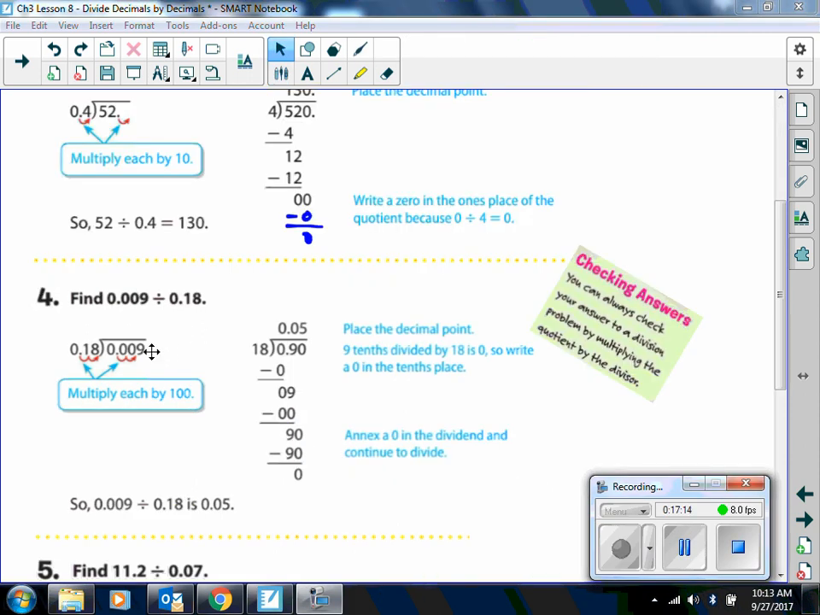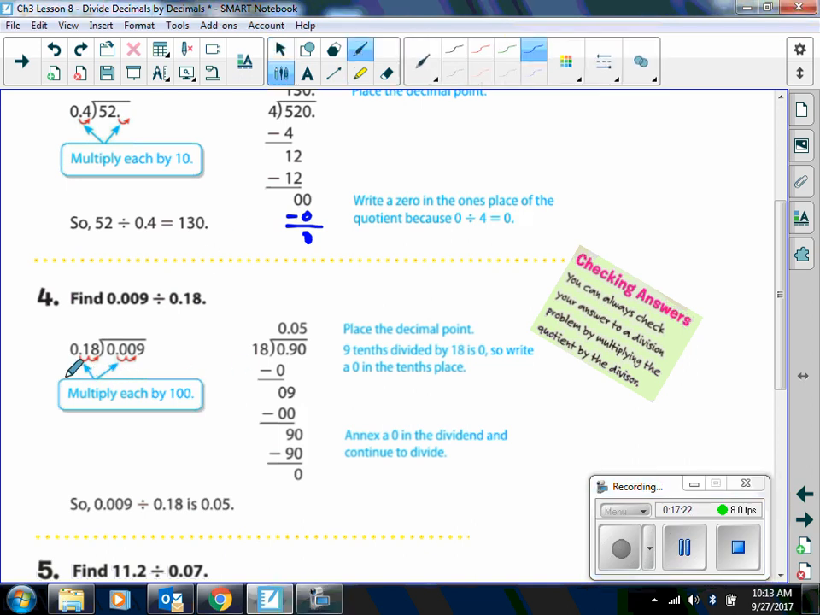Example 4. Here we have 9 thousandths divided by 18 hundredths. So once again, we're going to move the decimal 2 places to the right in the divisor. So I need to move the decimal 2 places to the right in the dividend. In other words, we're multiplying times 100 because we're moving it twice, right? So now my decimal is right, and the answer is going to be right before that 9. So we're going to bring that decimal straight up right there. And now we divide like normal.